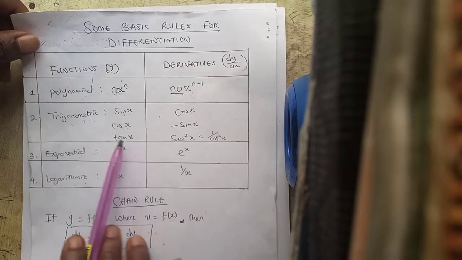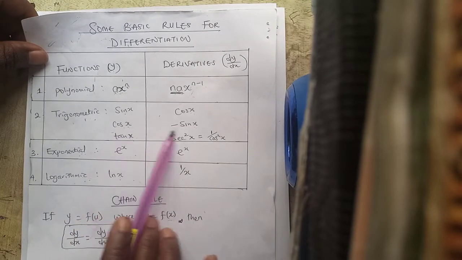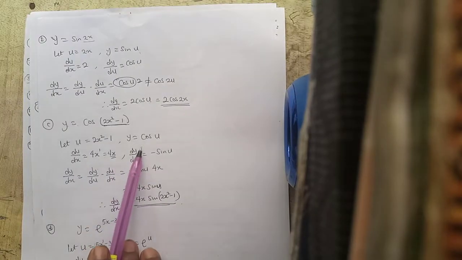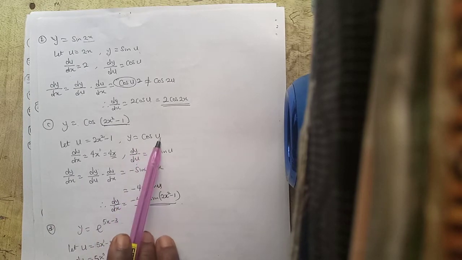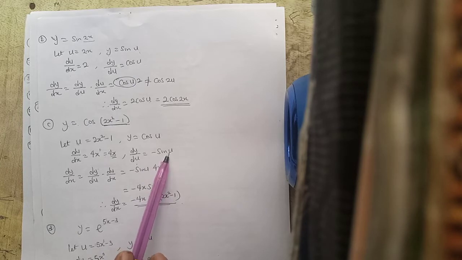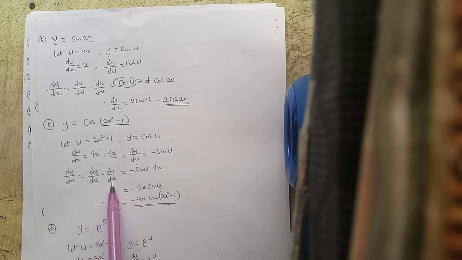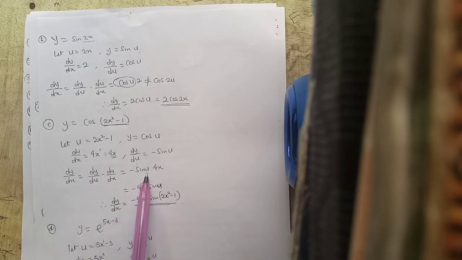The table told us that when we have cos x, when we differentiate cos x with respect to x, we are going to have minus sine x. So also, if we have cos u, when you differentiate cos u with respect to u, we are going to have minus sine u. Now, the chain rule formula states that dy/dx is equal to dy/du times du/dx. What is our dy/du? Our dy/du is minus sine u.